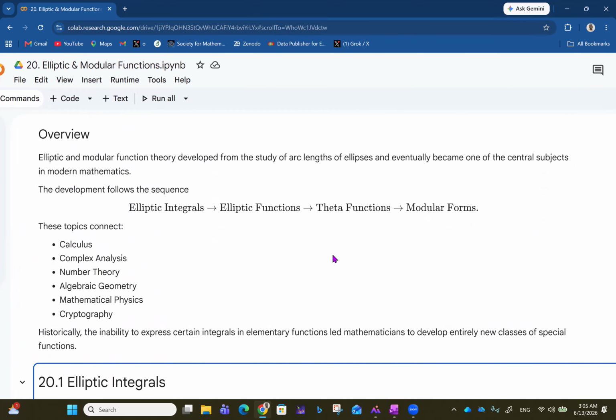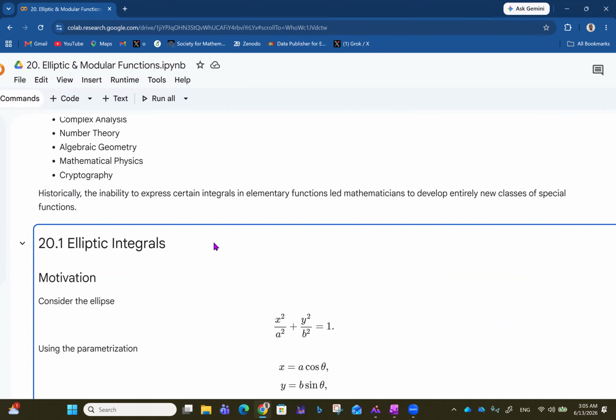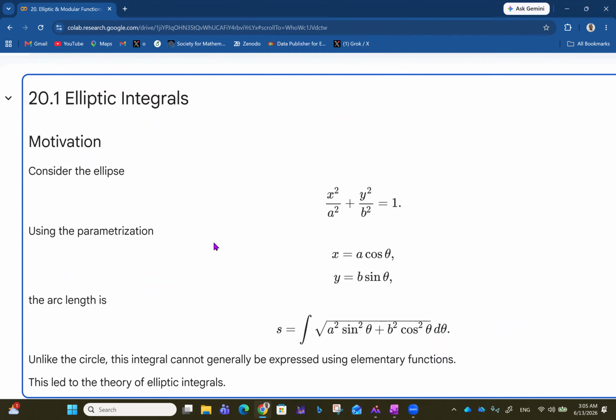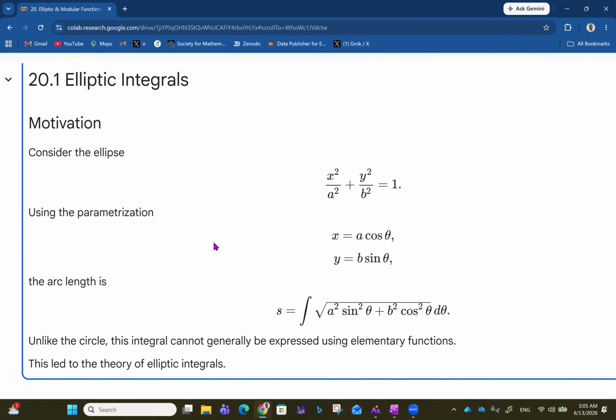So let's start with how it all started, from elliptic integrals. The motivation is the ellipse. Consider the ellipse x squared over a squared plus y squared over b squared equals 1, using the parameterization x equals a cos theta and y equals b sin theta. If you fix all of that up, we end up getting the arc length, which is the integral of the square root of a squared sin squared theta plus b squared cos squared theta d theta.